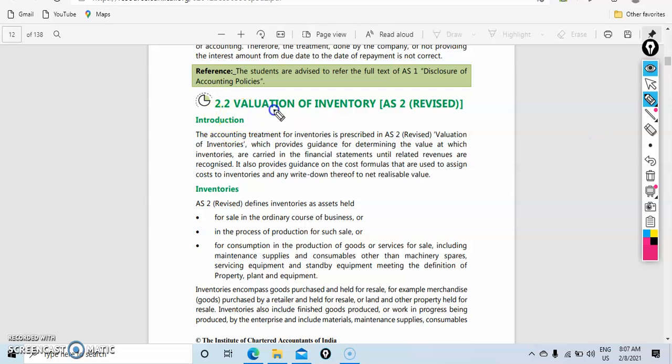So, valuation of inventory. What is meant by the valuation of inventory? Inventory means a finished good, a raw material, and third, work in progress.